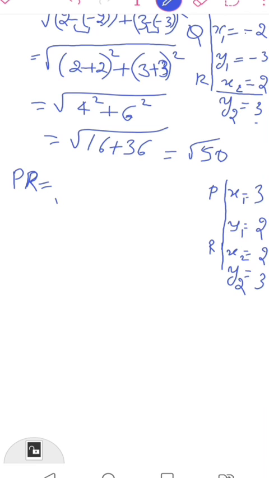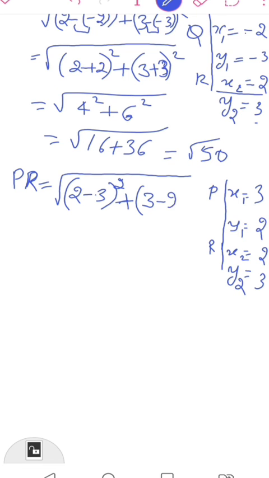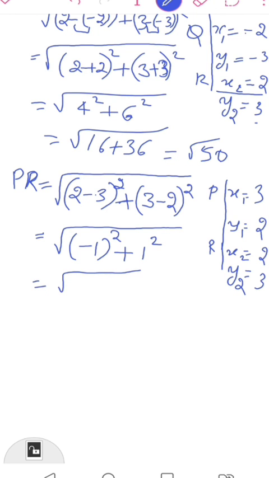Okay, you have the formula x2 minus x1, the x2 value is 2 minus the x1 value, that is 3, whole square, plus y2 minus y1, the y2 value is 3 minus the y1 value is 2, whole square. Okay, now simplify. It's the square root of 2 minus 3, whole square, plus here 3 minus 2 is 1 square, write directly, no problem. So here square root of 1 squared is 1, 1 squared is 1, so it becomes square root of 2.